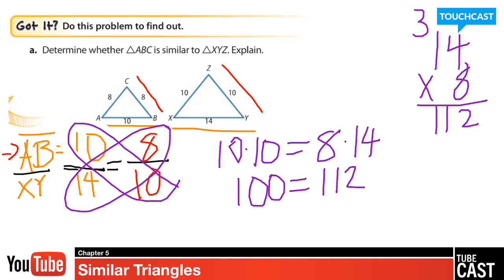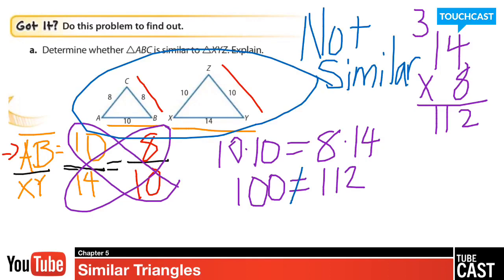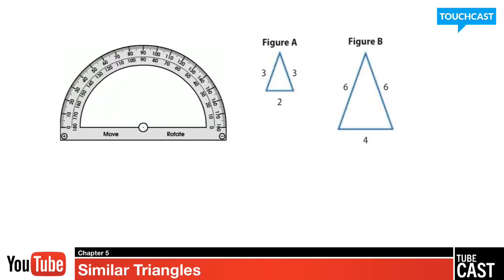10 times 10 is equal to 8 times 14. We know 10 times 10 is 100. I did some quick math and found that 14 times 8 is 112. These are therefore not equal. So that means that these are not similar. Let's try another problem. We're going to look at this problem.